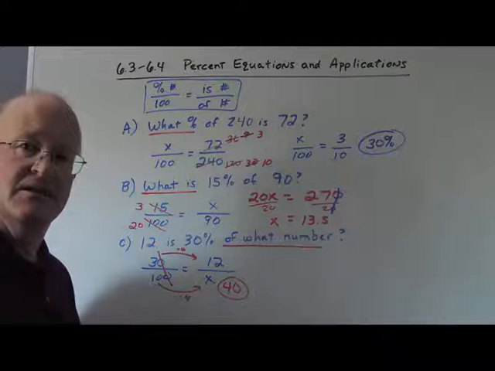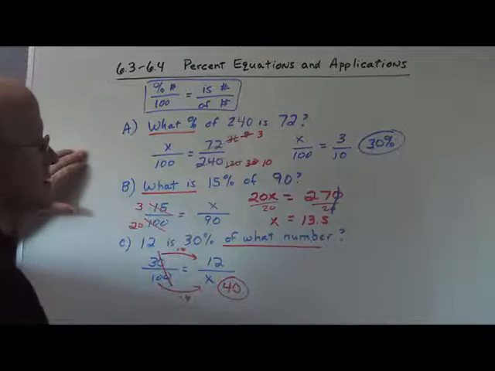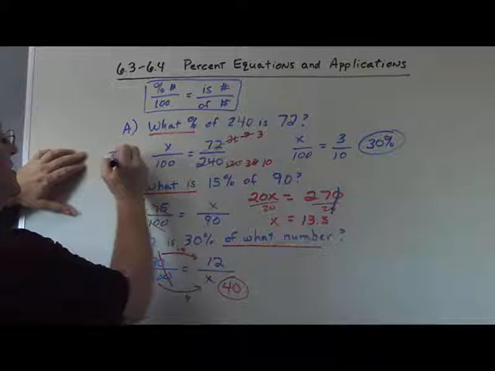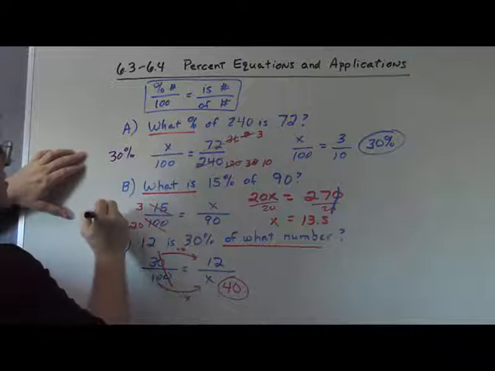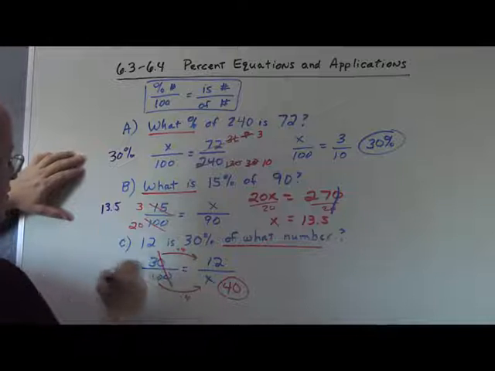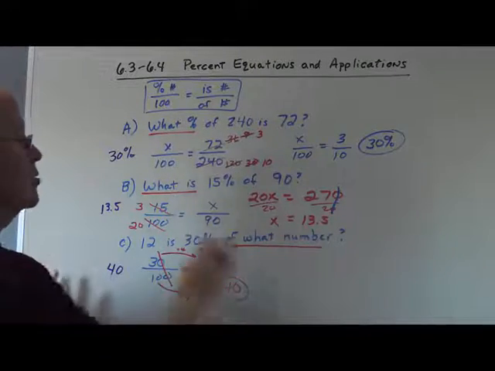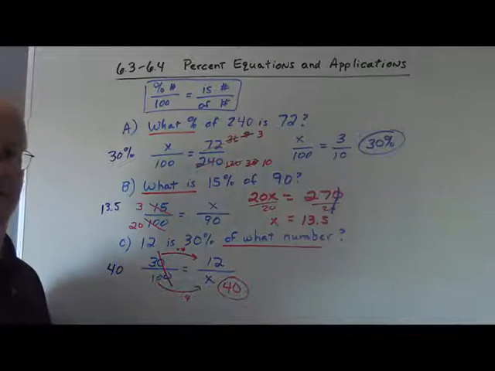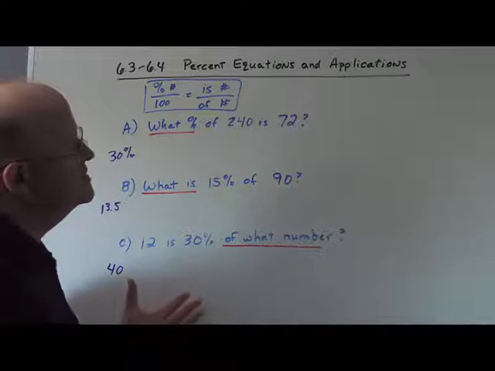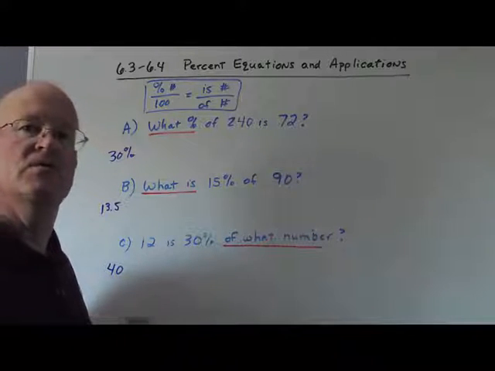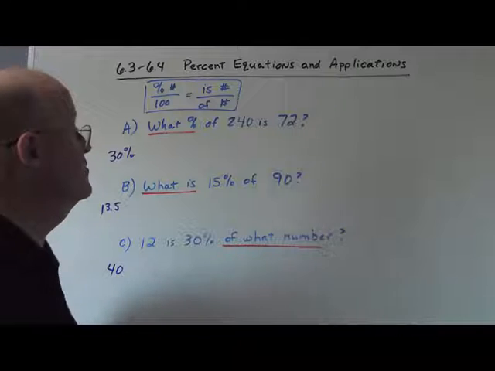Now I'm going to take these three answers and write them off to the left here. The first one was 30%, the second one was 13.5, and the third one was 40. And I'm going to erase what work we've done here already.